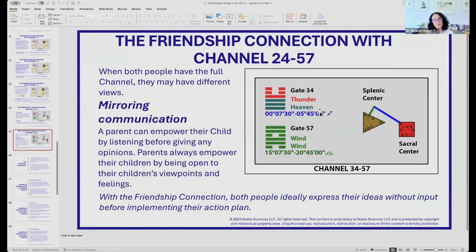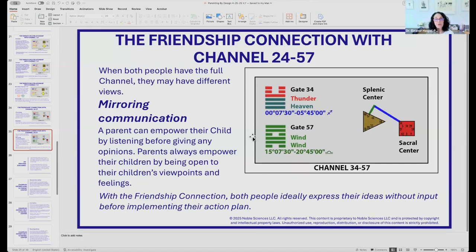When they both have the full channel, they may have different views. So in this case, the way to communicate would be by listening to the child before giving any input. Mirroring is a good technique for that. Mirroring means you simply repeat what the child has said. Now, you could do it in a little bit of a summary: I heard you say such and such. Did I get that? You want the child to feel like a fully empowered person, not like they're less than. You want them to feel secure within themselves and what they know. So be open in a friendship connection to the child's viewpoint.